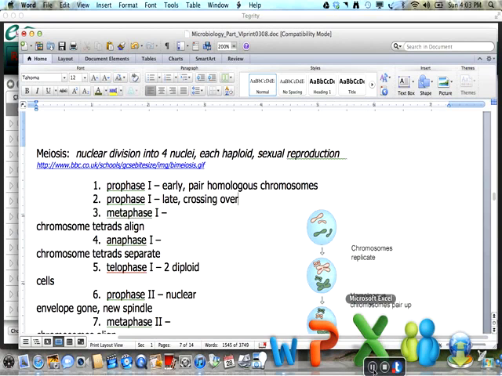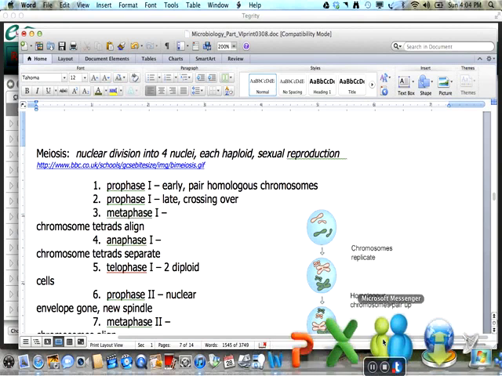In meiosis, we have nuclear division into 4 nuclei, each haploid. This is sexual reproduction. In early prophase 1, the homologous chromosomes pair, and in late prophase, we have crossing over for genetic variation. In metaphase 1, the chromosome tetrads align along the mitotic spindle. During anaphase 1, the chromosome tetrads separate. In telophase 1, we have 2 diploid cells.